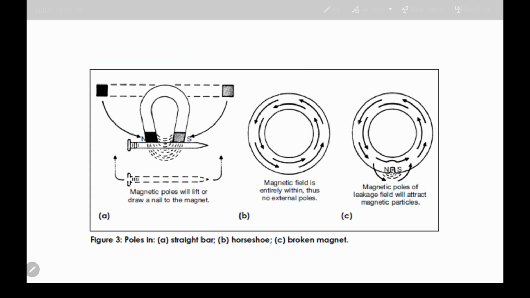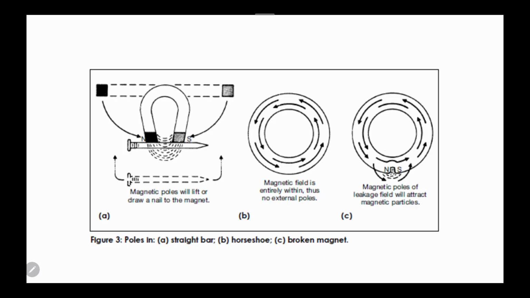The first one is straight bar. This is a horseshoe magnet. The magnet has two poles, north pole and south pole. The poles are close. The magnetic field lines leave the north pole, then curve through the air. This is a low reluctance path, and enter the south pole.